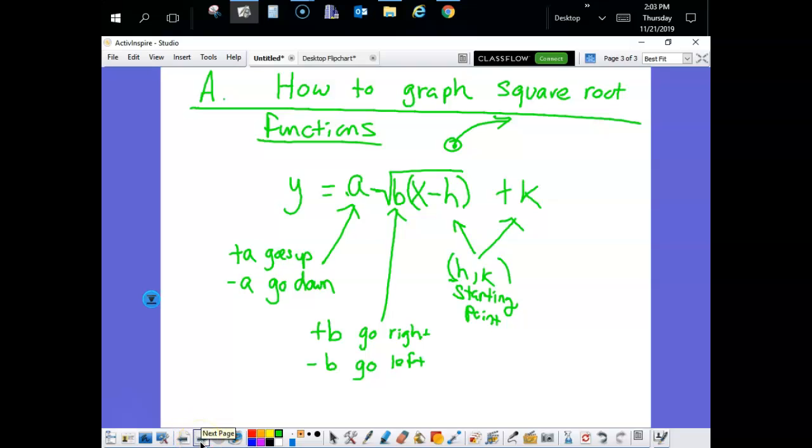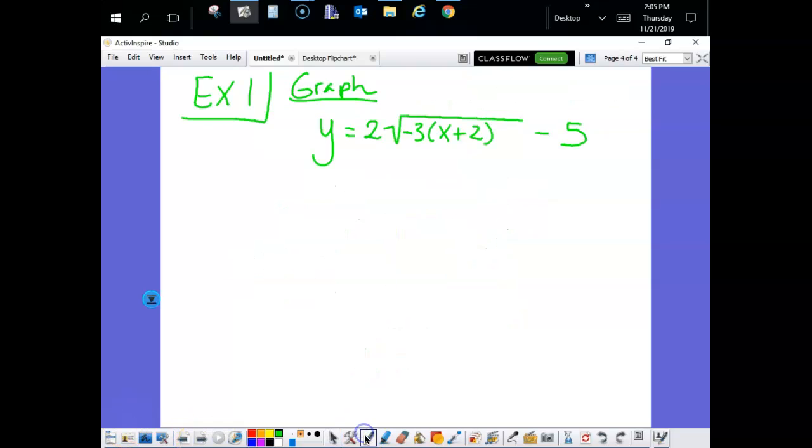So guys, the first thing you're going to do when you're trying to graph a square root function is find your starting point. That's right. -2 and -5. So -2 and -5 is correct. Remember, you change this sign here, so it's a negative. That one does not change, so it's -5. And that's my starting point.